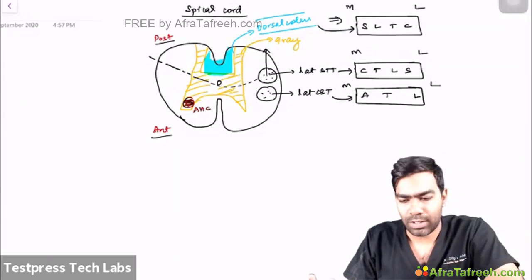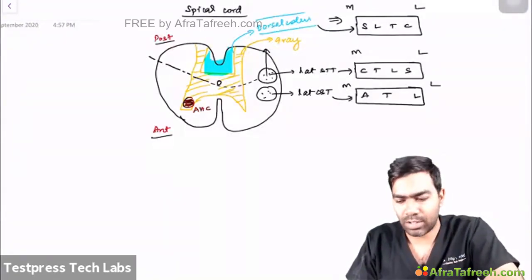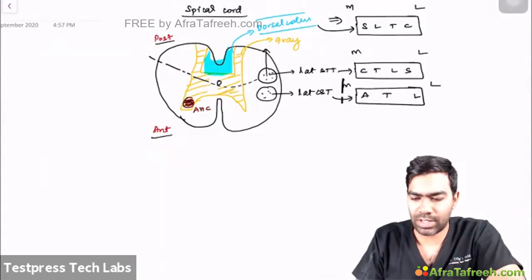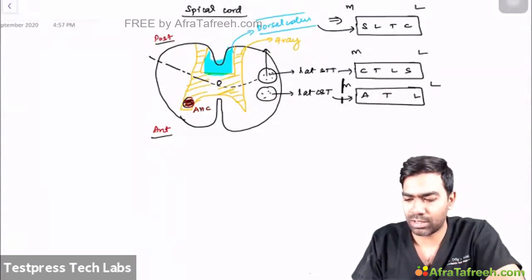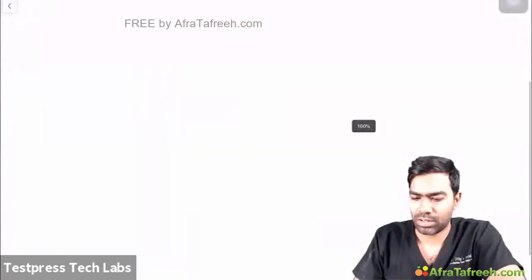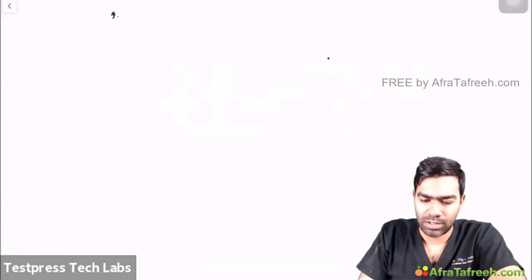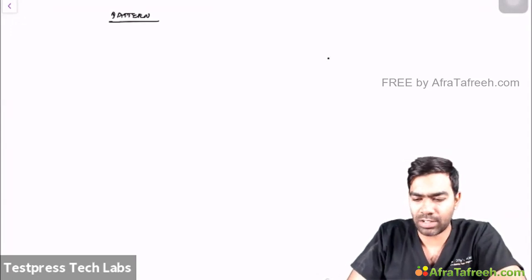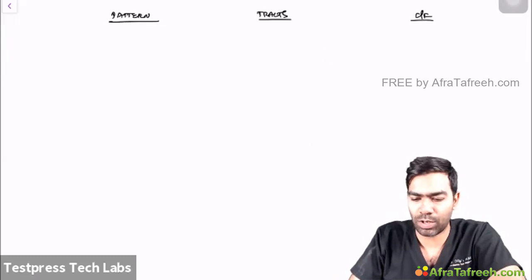So once we have known the anatomy, we need to know the patterns. That's what I told you. So as far as the spinal cord disorder patterns are concerned, we have some important patterns. The first one is going to be Brown-Sequard syndrome. Then after knowing the patterns, we need to know about the tracts that are affected. And then we have the clinical outcomes of those involvement of tracts.